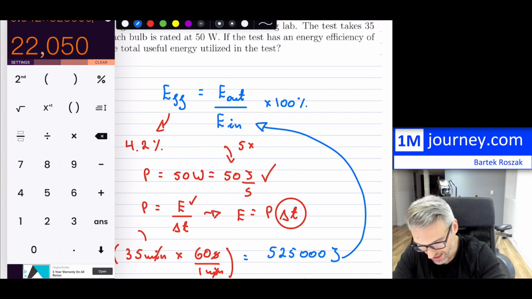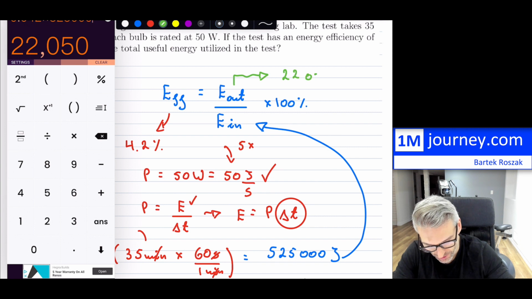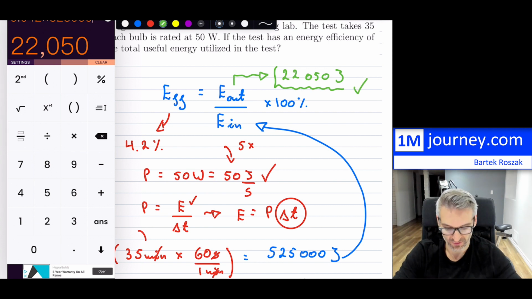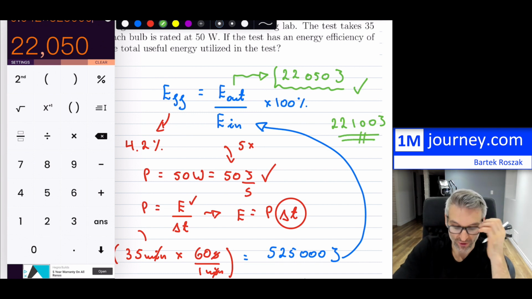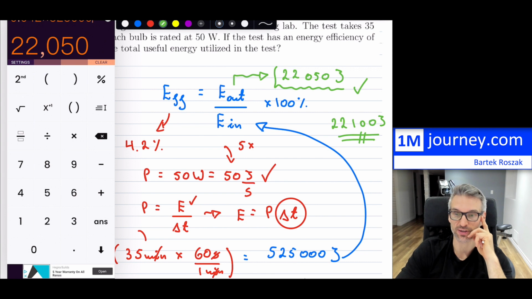So this energy out would be much, much smaller in terms of the useful energy that we're actually getting out, from whatever lab device this might be. And that would have been your final answer. Now, if you want to round it, you certainly can. If you're rounding it to 3 significant figures, then it would be that right there. Or you can leave it to whatever it is that you're being asked to do.